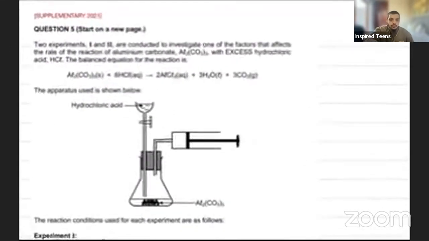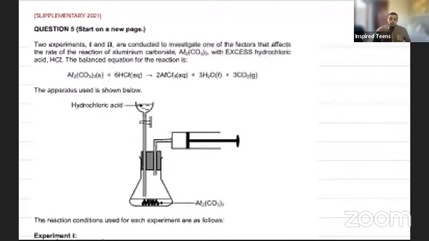Okay, SUP 2021. Two experiments, 1 and 2, are conducted to investigate one of the factors that affect the rate of reaction. Okay, common type of example, dependent variable rate of reaction. The experiments investigate the rate of reaction of aluminium carbonate, Al2(CO3)3, with excess hydrochloric acid, HCl. The balanced equation for the reaction is given. Okay, the apparatus used is shown below.